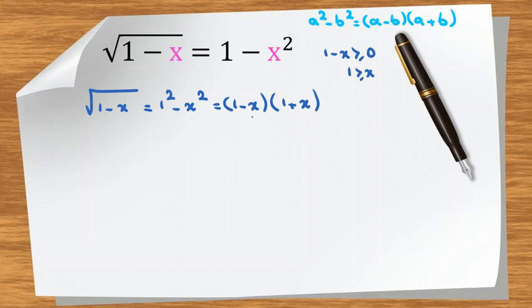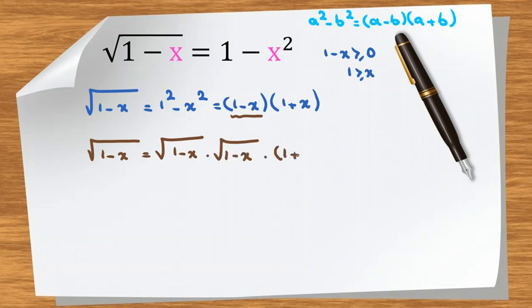Let me rewrite this equation. The left hand side is square root of 1 minus x, and the right hand side, instead of 1 minus x, I write square root of 1 minus x times square root of 1 minus x times 1 plus x. Now I want to divide both sides by square root of 1 minus x. So at first we should consider, in case 1, if it is 0, because you can't divide by 0.